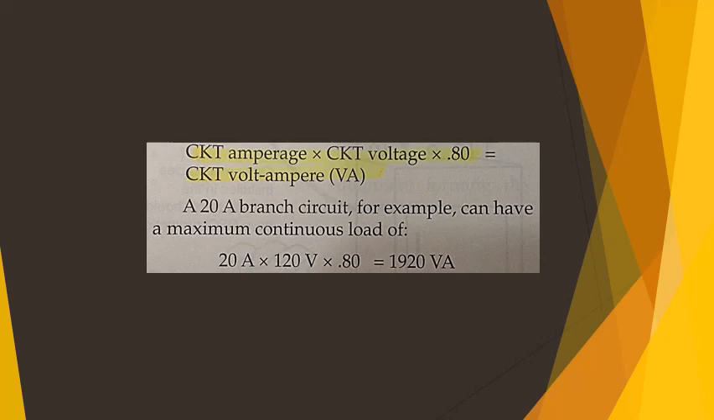So the circuit amperage times the circuit voltage times 0.80, which is 80%, equals the circuit voltage amperes, or circuit VAs. A 20 amp branch circuit, for example, can have a maximum continuous load of 20 amps times 120 volts times 0.80, which is 1920 VAs.